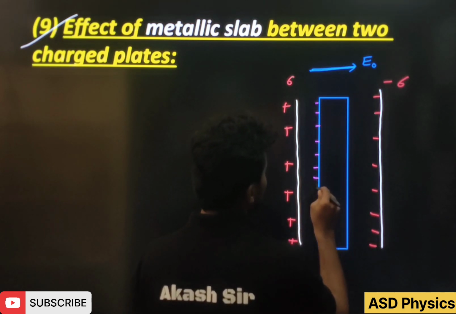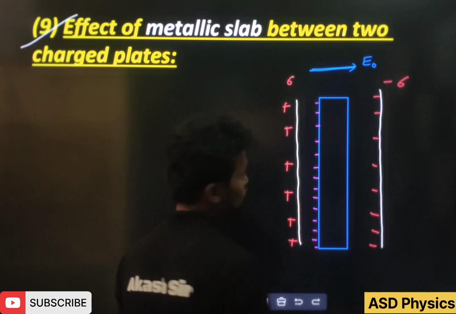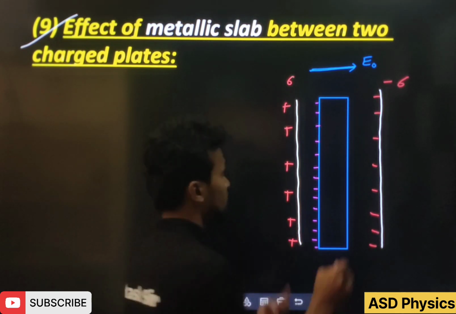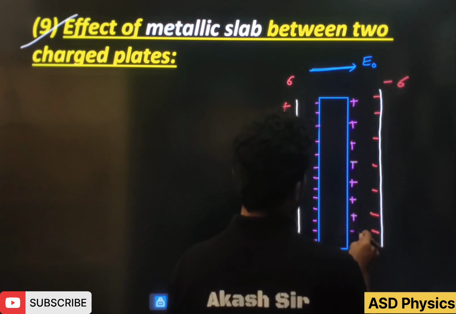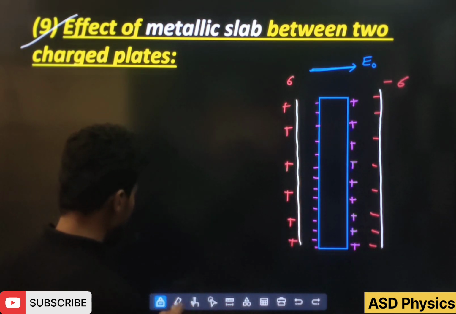That means here negative will come. Electrons will move from right side to left side here. So on the right side there is a deficiency of electrons, that means positive will come here. Okay, positive will come.